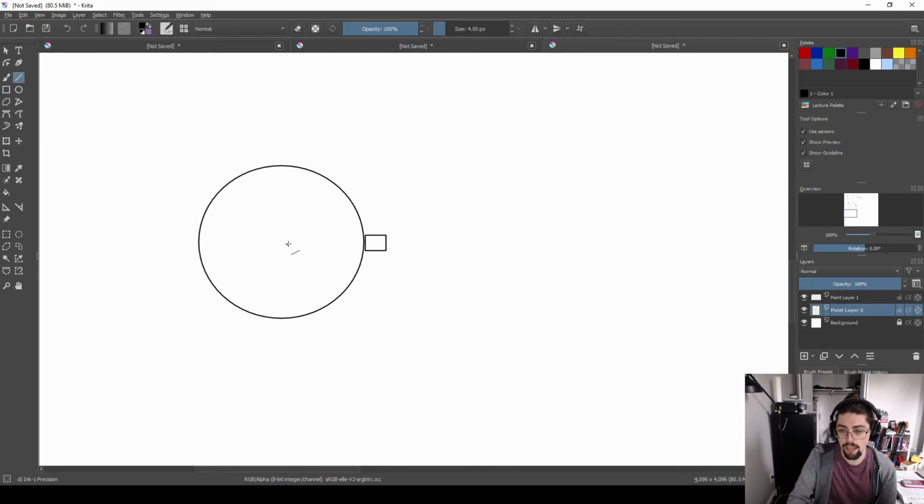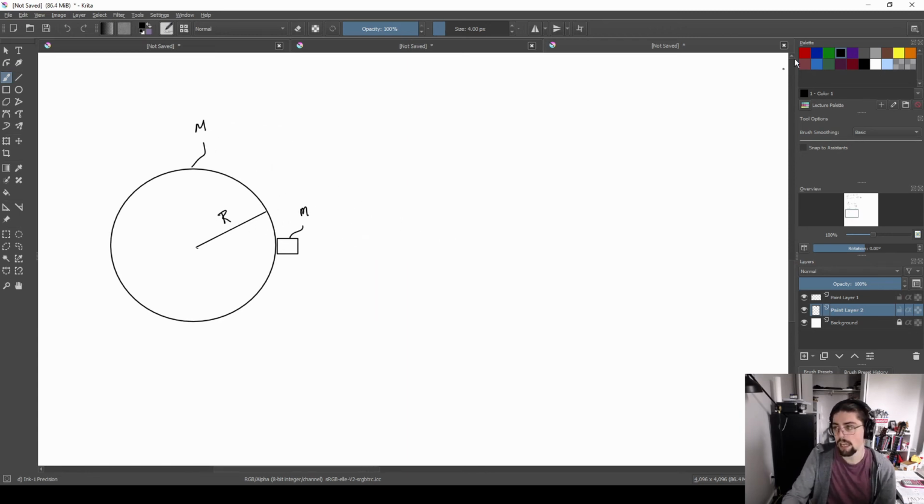Let's say the planet has a radius, capital R, and a mass, capital M. Capital M, this is capital R. Our spaceship, mass little m, and what we're going to do here is we say that this thing starts with some initial velocity, v0.